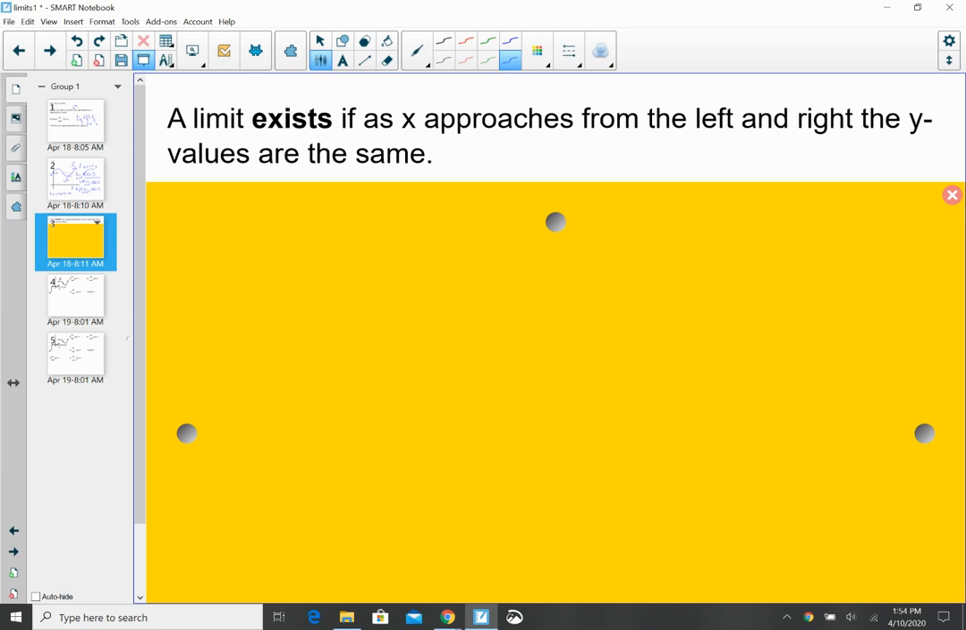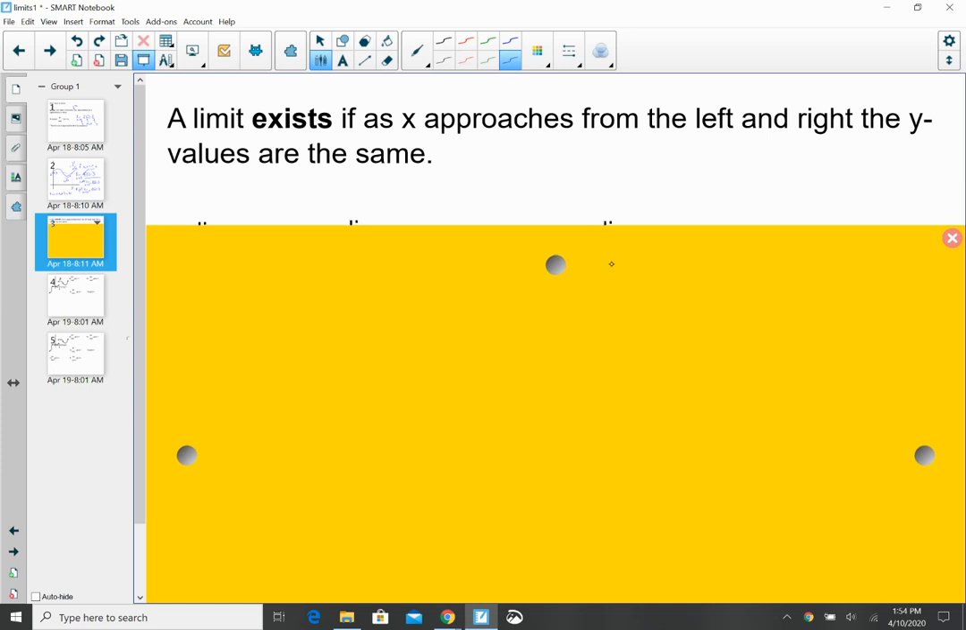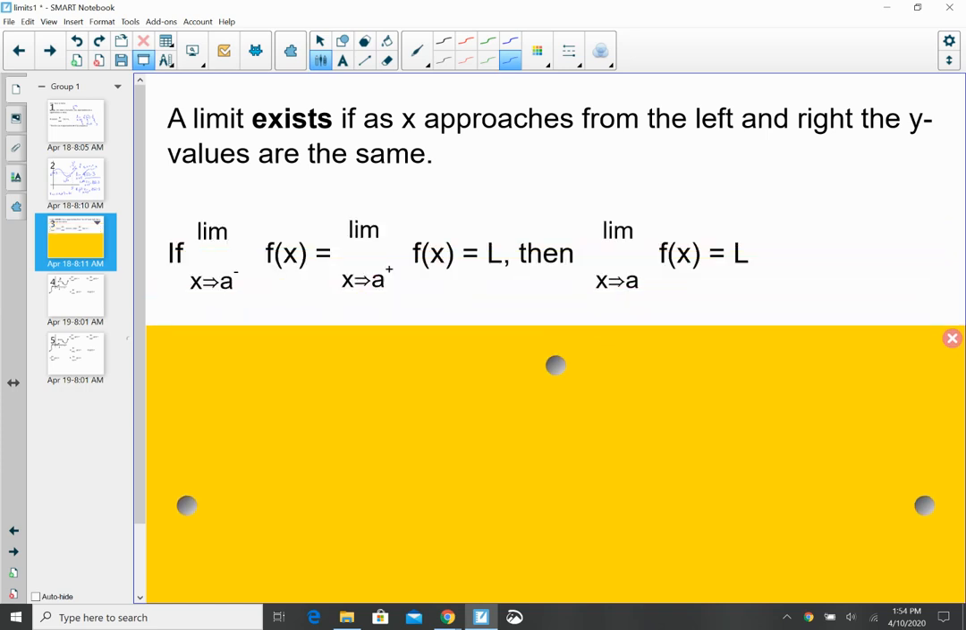A limit exists if x approaches from the left and the right and gets the same y values. Okay, give me some notation there. There you go. So this, as we said before, is the left because it has that minus sign. This is from the right because it has that plus sign. And this is saying as I'm approaching both sides. So if I approach from the left and I approach from the right and I get to the same value, then we can say the limit exists and it equals that value.